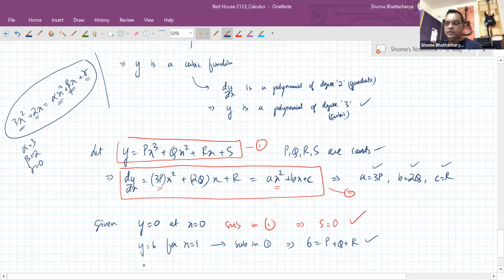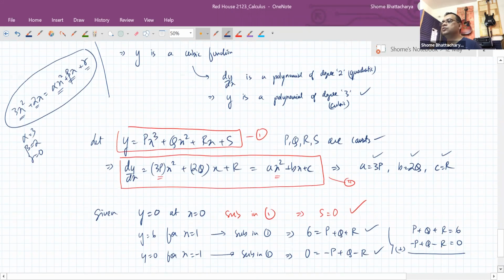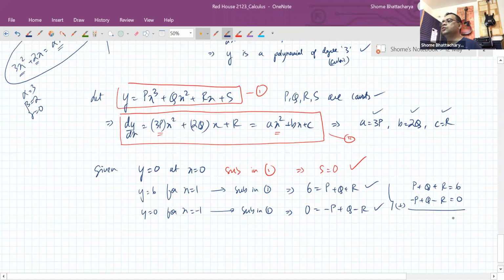Okay. Then it's also given that y is equal to 0 for x equal to minus 1. So again, substitute that in the first equation. So I'm getting 0 should be equal to minus P plus Q minus R. Okay, so now see, these two equations are very interesting. P plus Q plus R is equal to 6, whereas minus P plus Q minus R is equal to 0. So if you just add these two equations, we'll get the value of Q. 2Q is equal to 6. So that means Q is equal to 3.